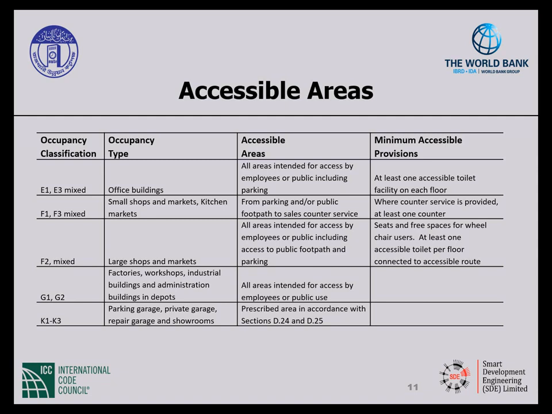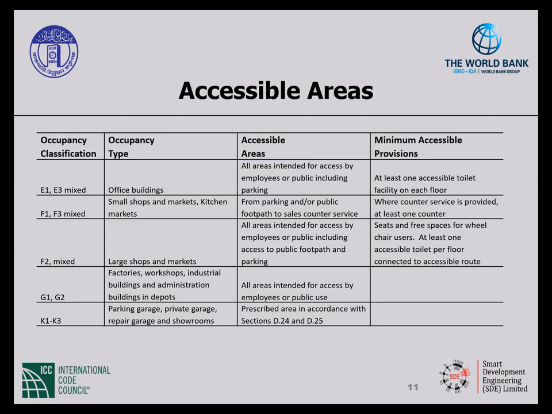For large shops and markets, all areas intended for access by employees or public, including access to public footpaths and parking, shall be accessible. You should provide seats for people who cannot stand or walk for long periods and free spaces for wheelchairs. Also, at least one accessible toilet per floor connected to an accessible route. And you should also provide seats and free space in all public foyers, or foyers in all public buildings.